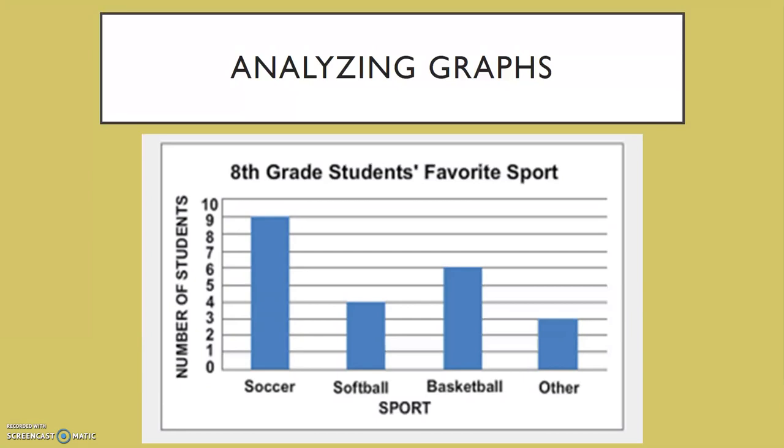The next step after you create the graph is to actually analyze the graph. So this is why we make graphs, because it makes it nice and easy to look at the graph and determine, well, what's the actual favorite sport. So just by looking at this, you can see that soccer has the highest bar, meaning 9 people voted for soccer as their favorite sport. You can easily see that the least amount of people, only 3, voted for other as their favorite sport.